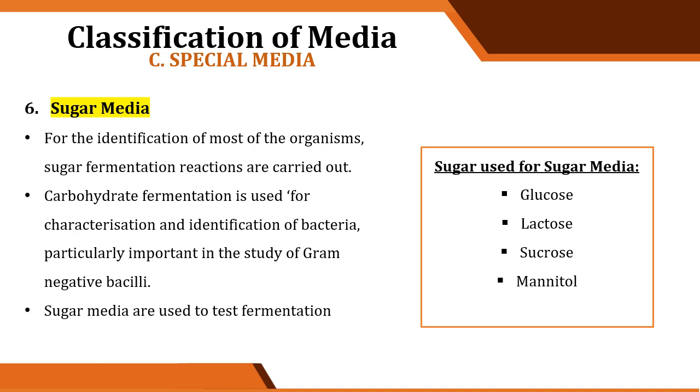We also have what we call sugar media. So, for the identification of most of the organisms, sugar fermentation reactions are carried out. For example, yung kanina, si Macaulay agar, we use lactose. Okay, so we differentiate bacteria, yung mga lactose fermenting, at yung mga non-lactose fermenting. So, other medias contain different types of sugar. For example, glucose, sucrose, mannitol, yan. So, carbohydrate fermentation is used for characterization and identification of bacteria, particularly important in the study of gram-negative bacilli.